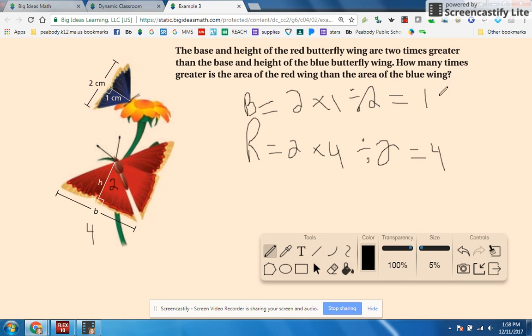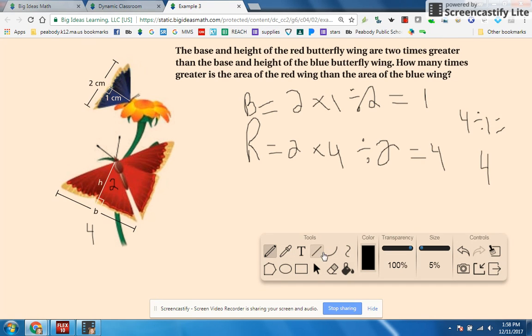So the question says how many times greater is the area of the red wing than the area of the blue wing? So you would do 4 divided by 1, which is just 4. So that means it's 4 times greater. So that means if you double the dimensions, you actually quadruple the area. So that's kind of interesting.